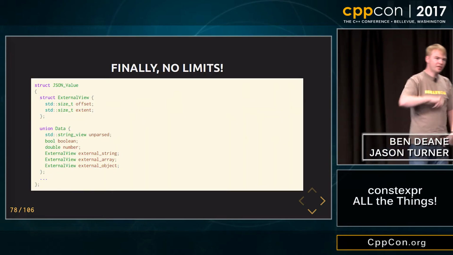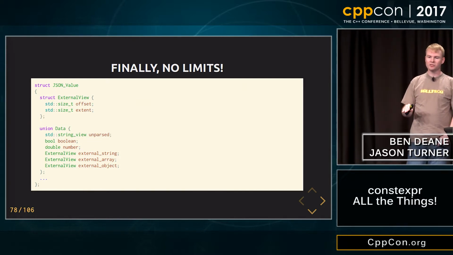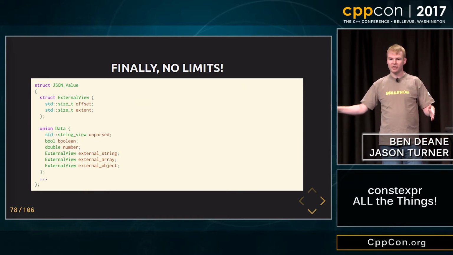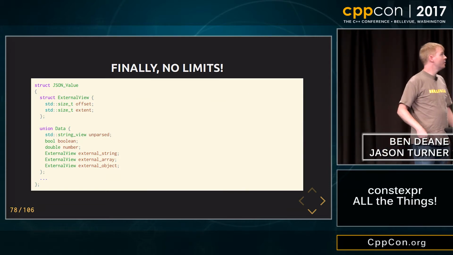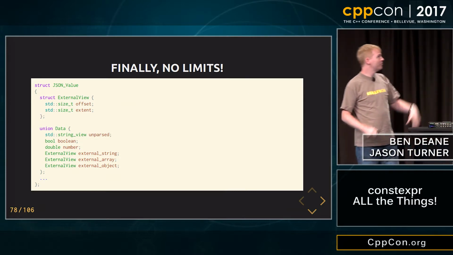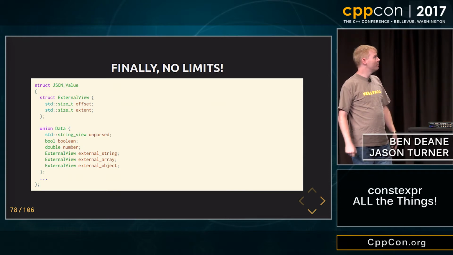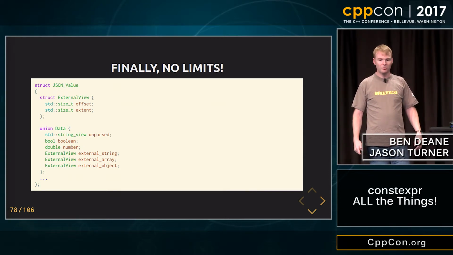So with all those techniques together, finally we get to the point where there are no templates and no limits on our recursive depth, on our array size, on our object size. And this is our final representation, although the external view is repeated 3 times, which it doesn't need to be here, but for the sake of the talk. This is the final representation of our JSON value as parsed out by our parser.